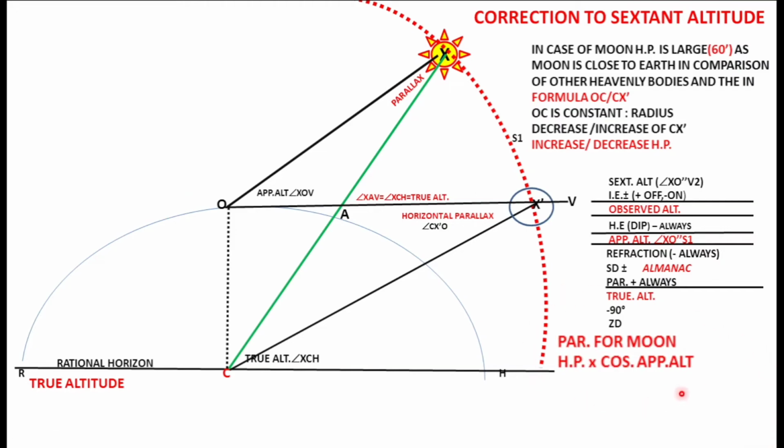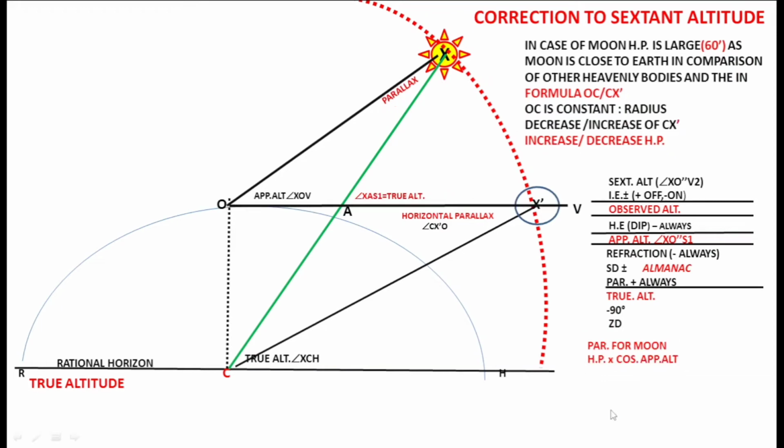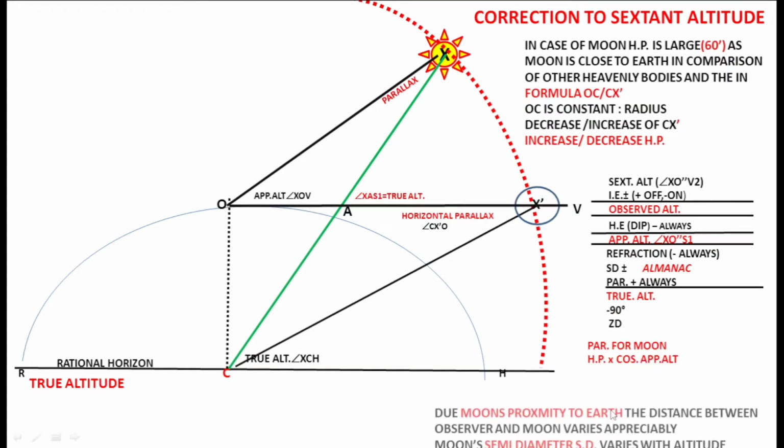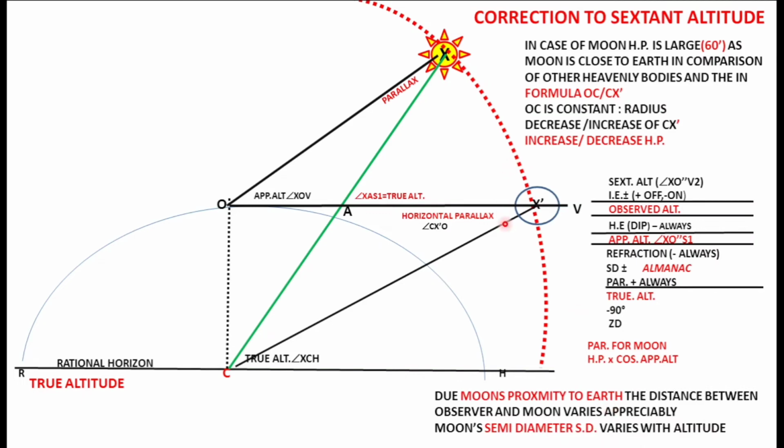As I said, for moon doesn't make a difference, for sun doesn't make a difference because sun's distance is really huge compared to what it is for moon. Moon is very close. So for moon, the parallax would just change from normal parallax here to HP into cos of apparent altitude. Now, moon is very close to us compared to sun. So with its altitude, even its semi-diameter appears to change.